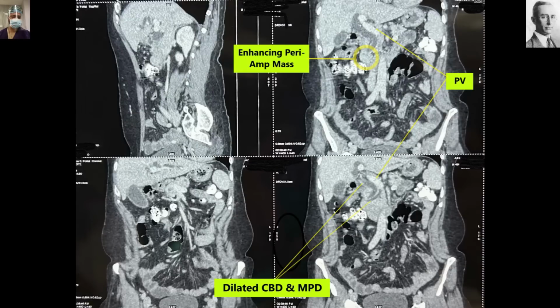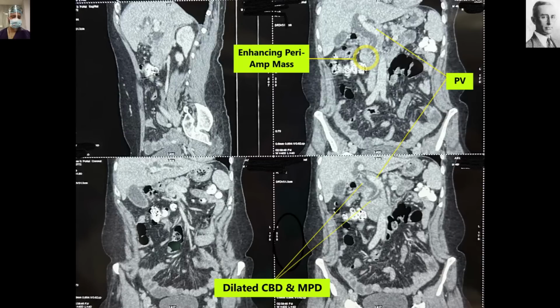So these are the sagittal and coronal images of the CT scan of the same patient. Here you can see that there is an enhancing mass in the periampullary area as highlighted in this yellow circle, and there is a dilatation of CBD, IHBRD is dilated, and MPD is also dilated in the lowermost right hand corner panel.